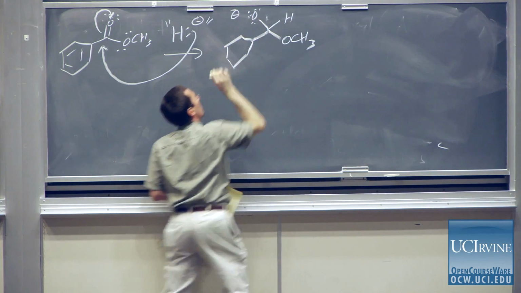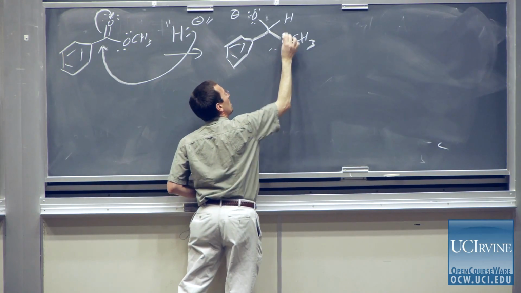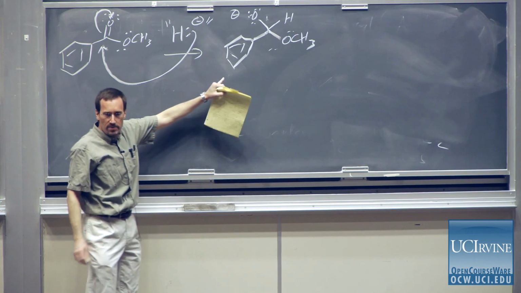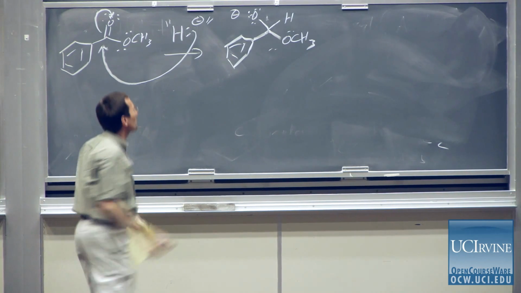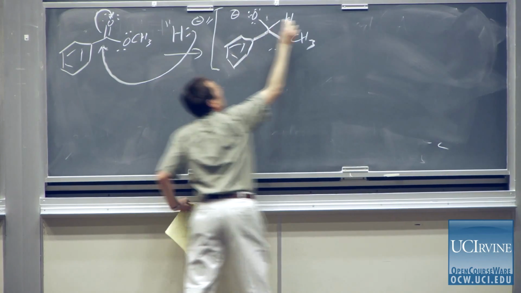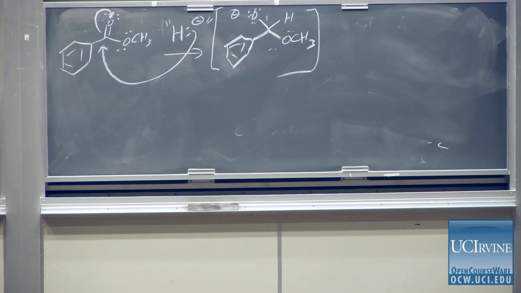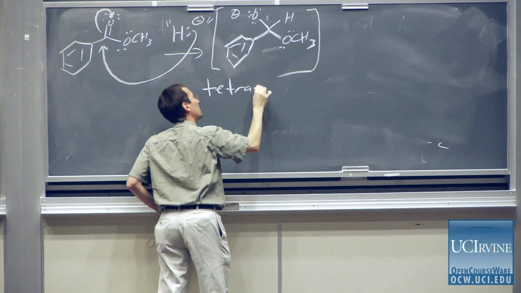And I'll try to be a good person and write all of my lone pairs, all 3 lone pairs of electrons around the oxygen, and then 2 on this other oxygen. Now, this is not a stable species. This is not something that you can isolate. It's an intermediate. And so I'm going to remind us of the fact that it's an intermediate by drawing it in a bracket. We have a special name for this intermediate because we've gone from a trigonal carbon, a carbon with 3 things around it, to a tetrahedral carbon, a carbon with 4 things around it. I'm going to call it a tetrahedral intermediate.